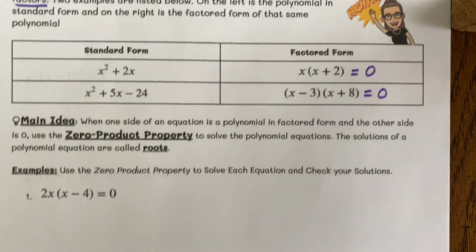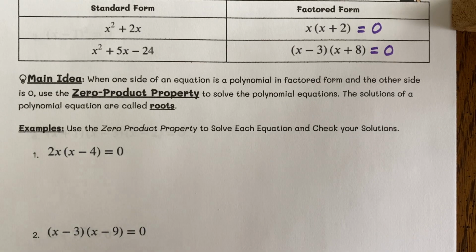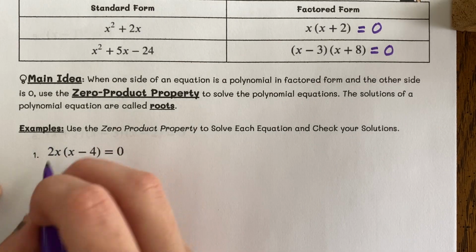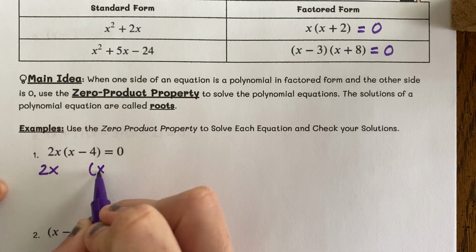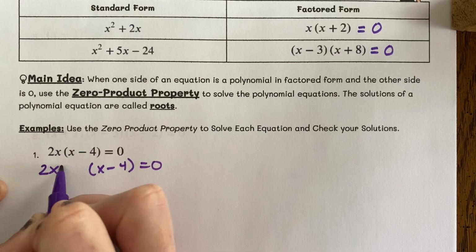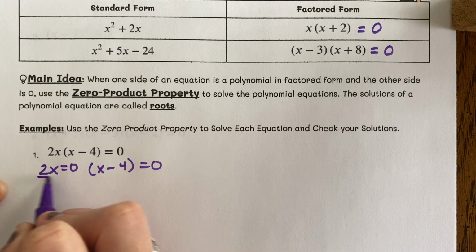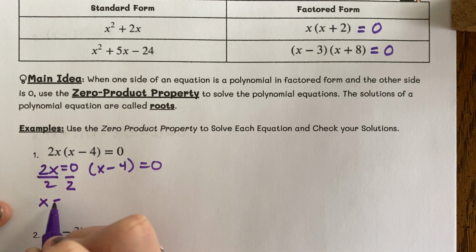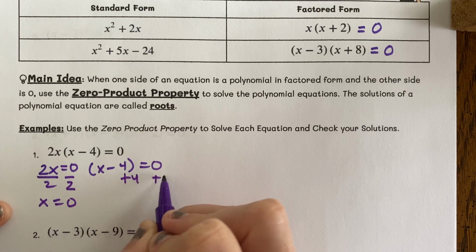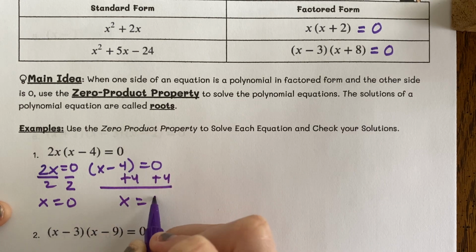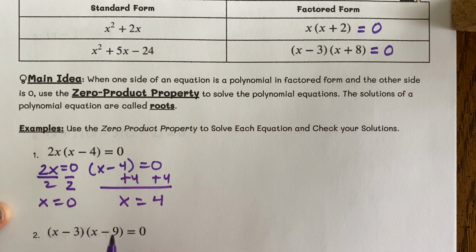So basically what we do, we have our polynomial that's in factored form, and we just set each factor or each piece equal to zero, and then solve. So it's like you're solving two different equations. So we divide by 2, x equals 0, add 4, x equals 4. So I got x equals 0 and x equals 4.